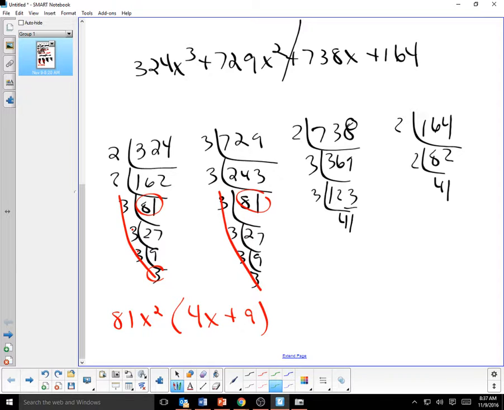Okay, so let's take a look at the next part. 82. So if I factor out 82, let's see here, this and this, I would have 9x plus 2 here. I'm not seeing it, guys.